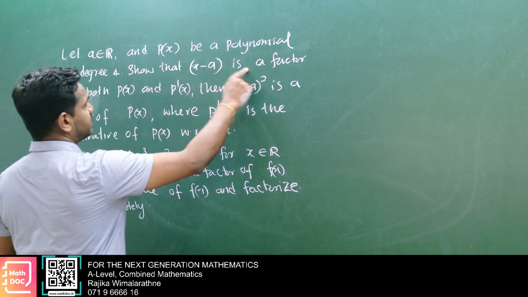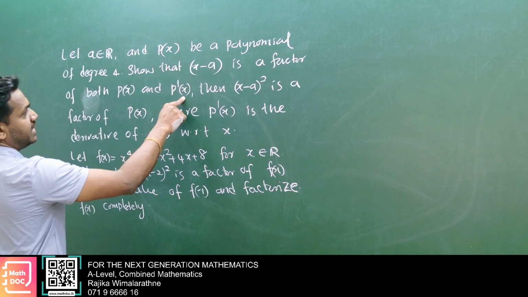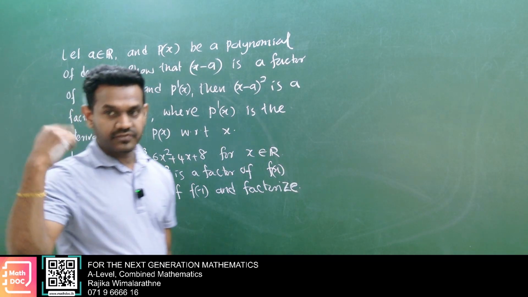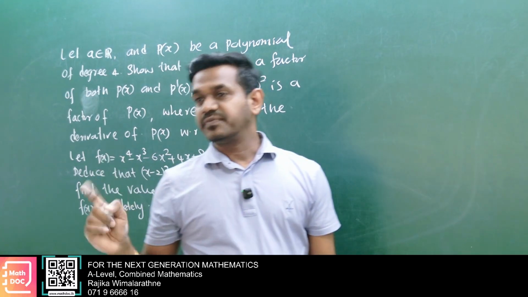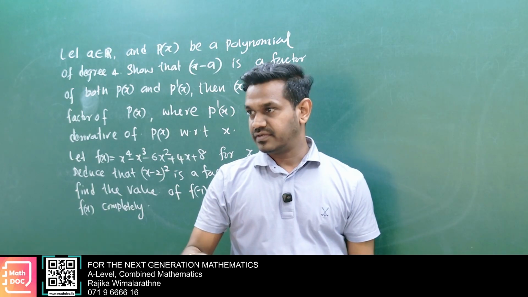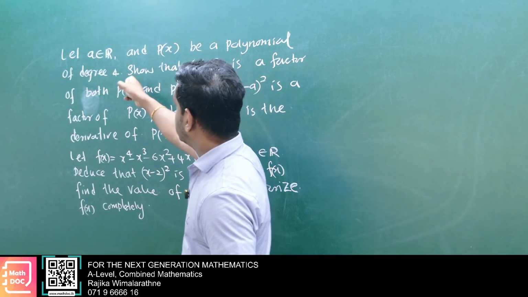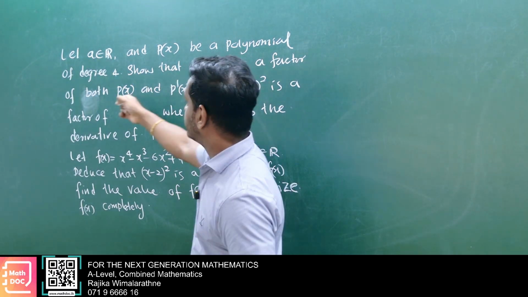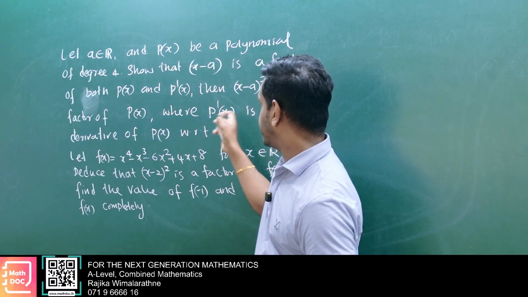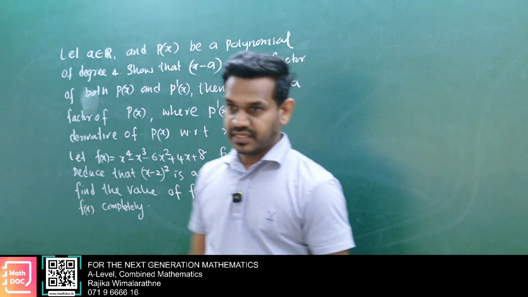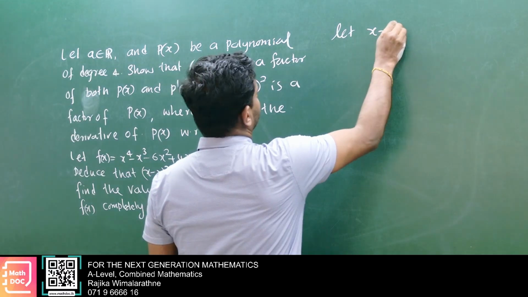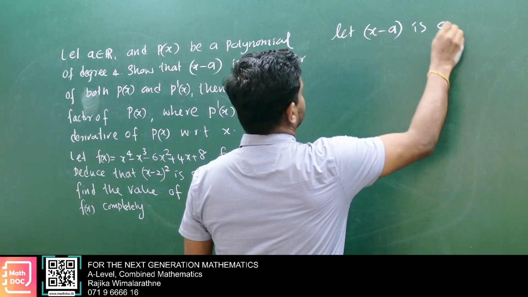Show that if x minus a is a factor of both p(x) and p'(x), then (x minus a) squared is a factor of p(x). This is the converse of the previous one: if (x minus a) squared is a factor of f(x), then f(a) equals 0 and f'(a) equals 0. Here we need to show that p(x) has a repeated linear factor, (x minus a) squared.